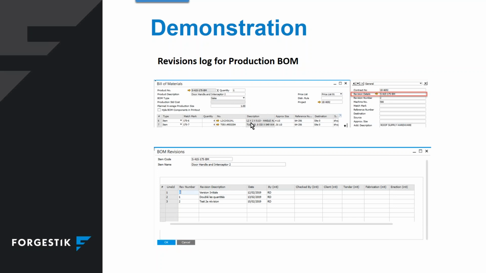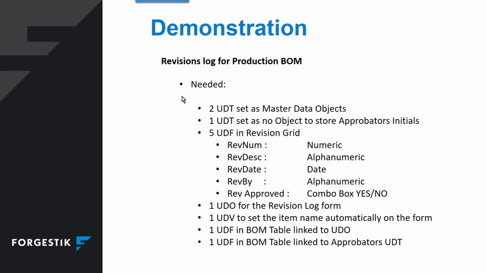Okay, so when you want to prepare something like that, the first thing you would like to do is make a plan to decide what you are going to use in your setup. On my side, I did one. I have defined that I would need the following. I will need two user-defined tables that will be set as master data objects. Now, for a table to be used as an object, you have to define it as an object. We'll see that. And I will create a third table that will be a no object table, because it's just going to be a list to put the approvers' initials.